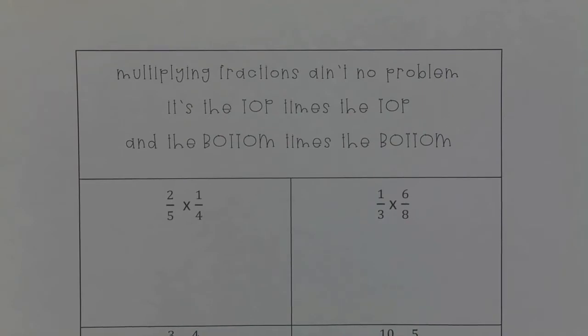And remember, when we say the top times the top, all we mean is the numerator times the numerator. So the bottom times the bottom is the denominator times the denominator. But yesterday we had to do something a little bit different with those whole numbers because whole numbers don't naturally have a numerator. Or excuse me, they don't have a denominator. So we have to give them a denominator of 1.